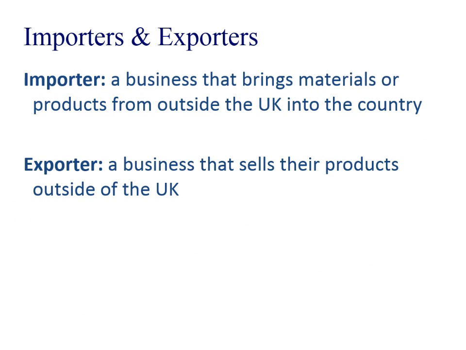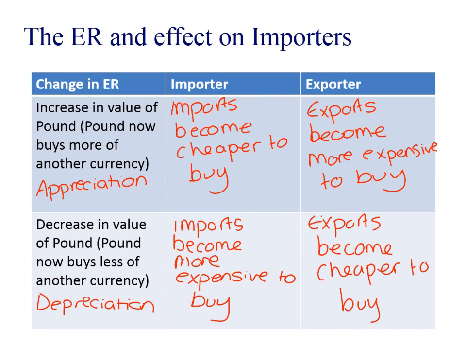Okay, so just definitions of importers and exporters. Importers are businesses that bring materials or products from outside the country, in this case the UK, into the country. And an exporter is a business that sells their products outside the UK, so they're shipping their products to foreign countries. So let's go back to what we looked at on one of the first few slides.